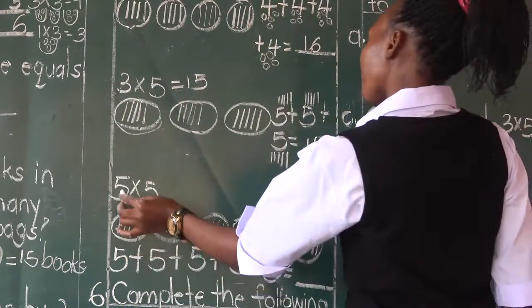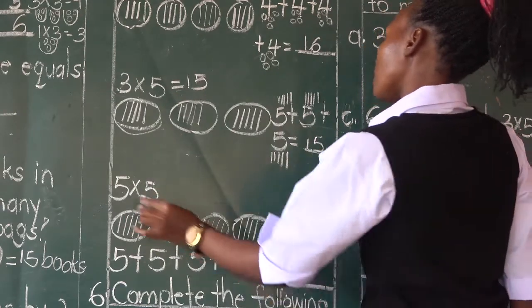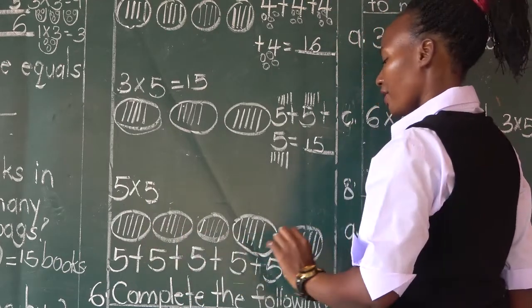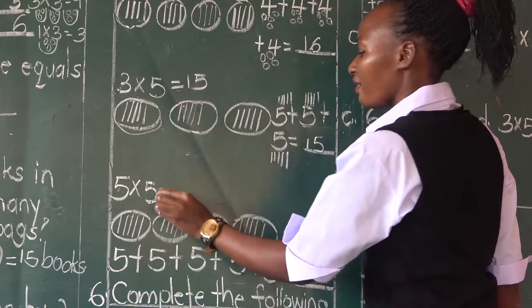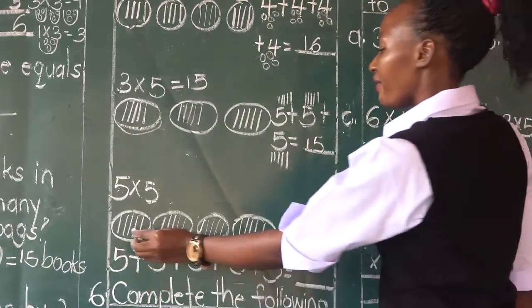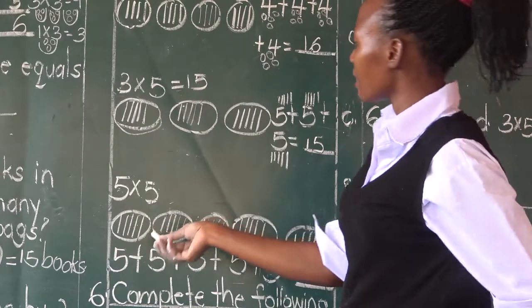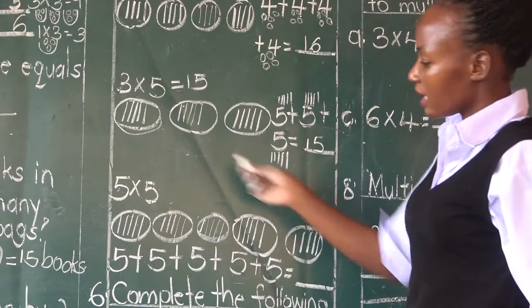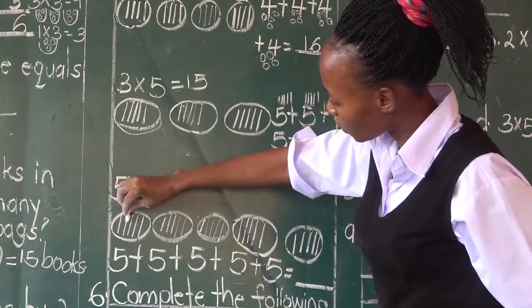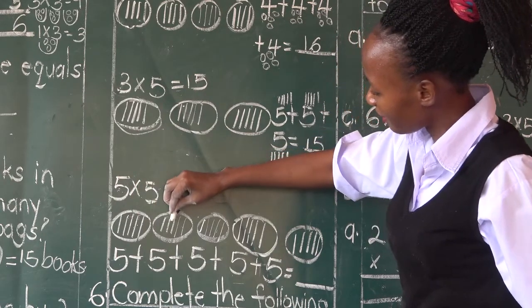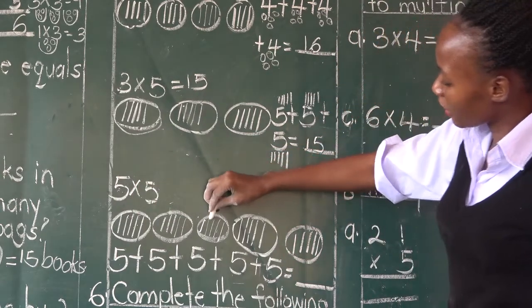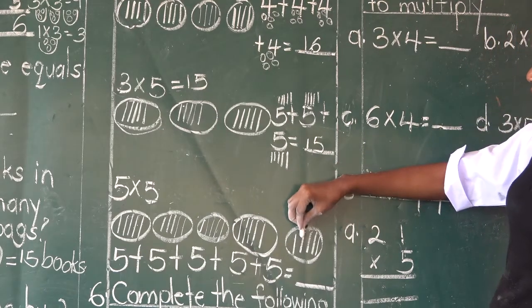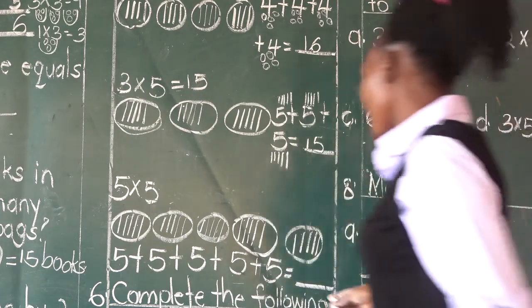Then we also have 5 times 5, or 5 groups of 5. These are 1, 2, 3, 4, 5 groups, meaning that each group is supposed to have 5. Now let's add these 5s here. This one is for this, for this, for this, for this, for this. Now let's count these. 1, 2, 3, 4, 5, 6, 7, 8, 9, 10, 11, 12, 13, 14, 15, 16, 17, 18, 19, 20, 21, 22, 23, 24, 25.